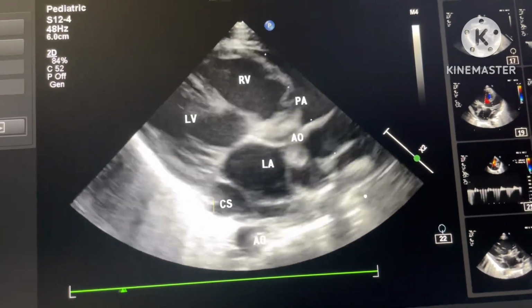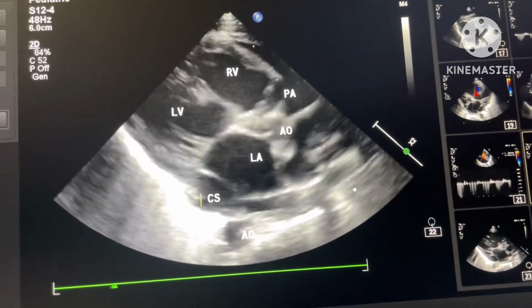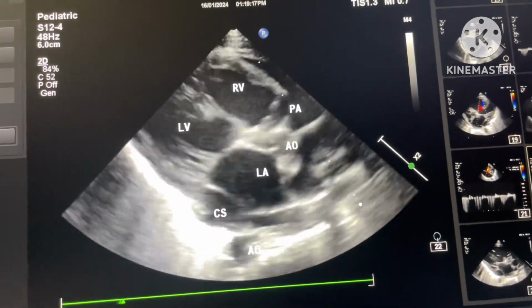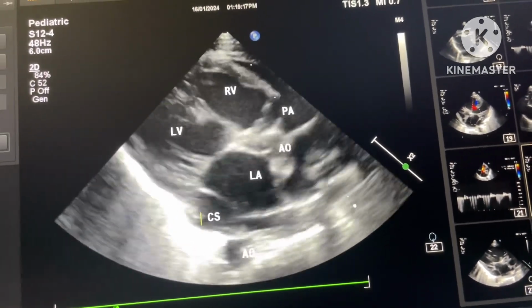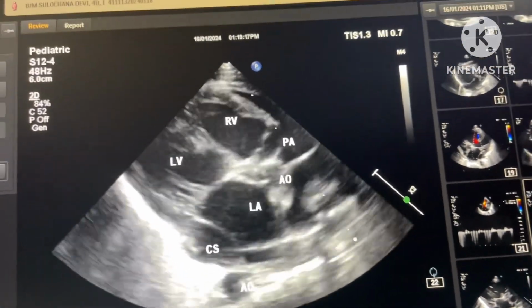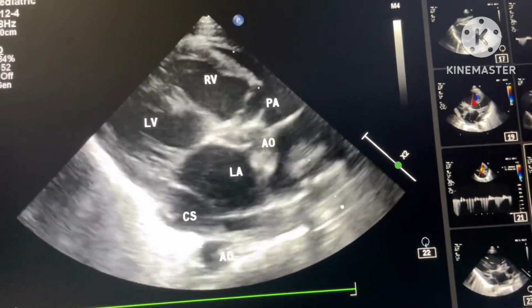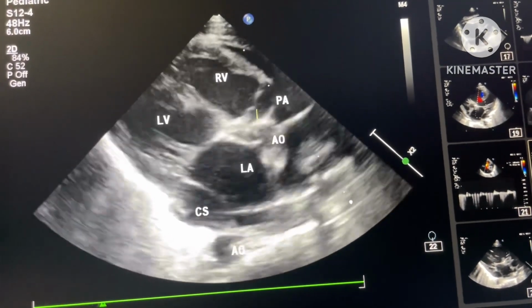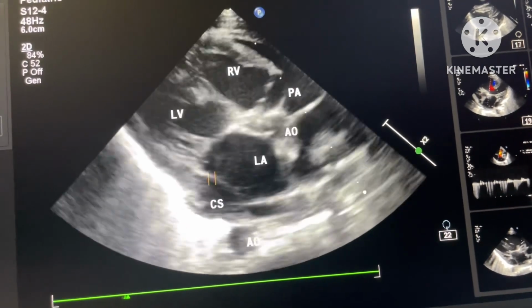So left-sided venous circulation drains to the left-sided superior vena cava, that drains into coronary sinus, and that drains into right atrium. So finally it drains into right atrium. Ultimately it is a normal finding in most cases, but in this case there are many other findings also. In this case, what I wanted to show you is the dilated coronary sinus.